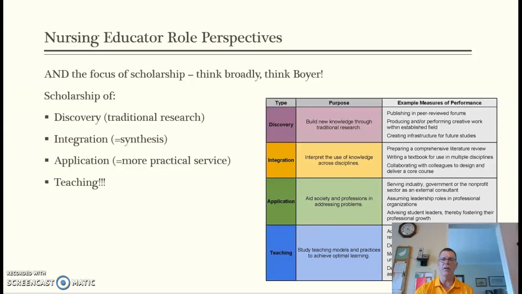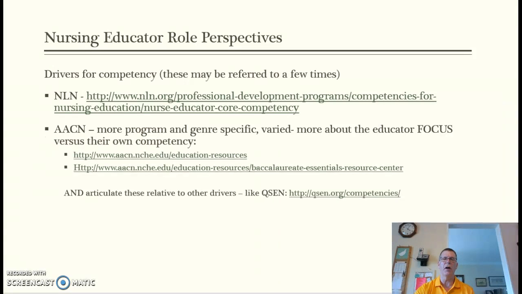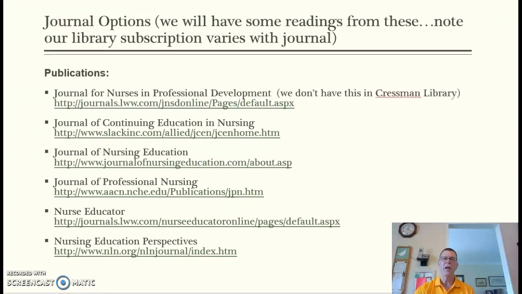It's a progression and certainly goes from more simple to complex in terms of our understanding about how to build educational processes. Consider the big drivers out there, National League for Nursing, AACN. These folks are writing the book on competencies for nurse educators, as well as QSEN. And consider, again, scholarly work that supports nurse educators, even the nurse professional development specialists.